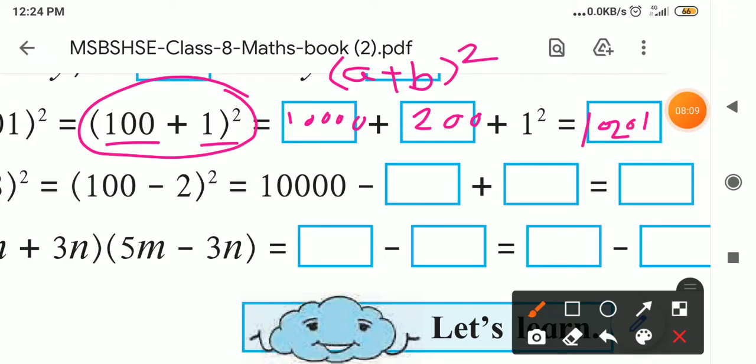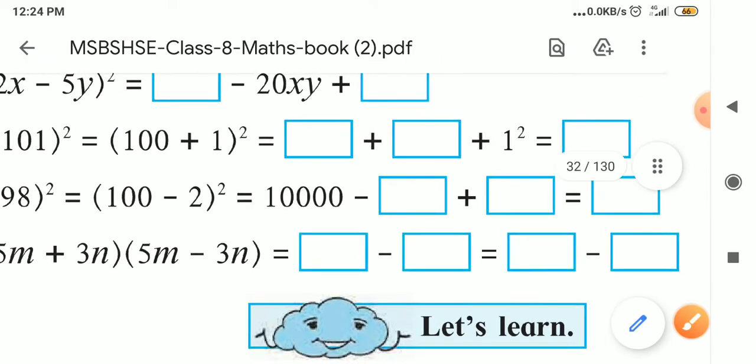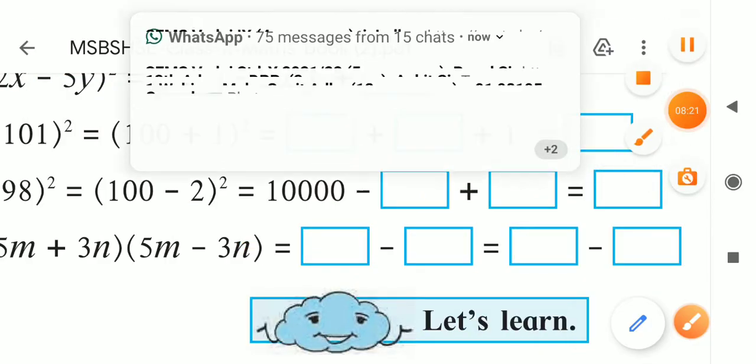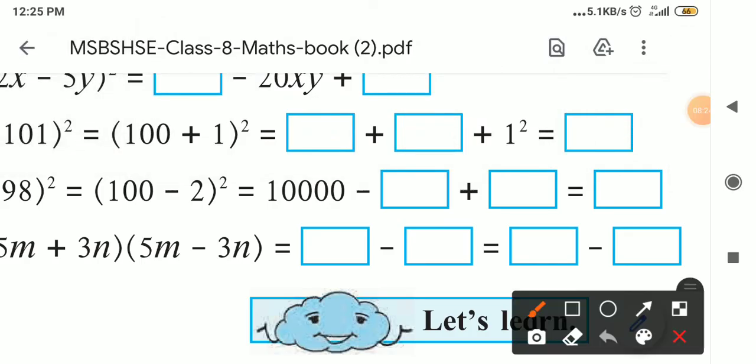After this example, let us solve the next example. Here we have to find out 98 square. Wait, I will just note it again. Here we wrote 10,000 plus 200 plus 1 is equal to 10,201, which is the answer of 101 square. Now we have to find out 98 square. 98 means 100 minus 2.